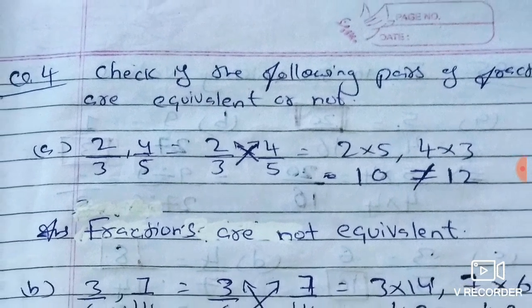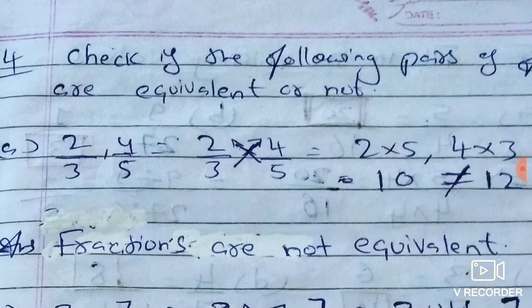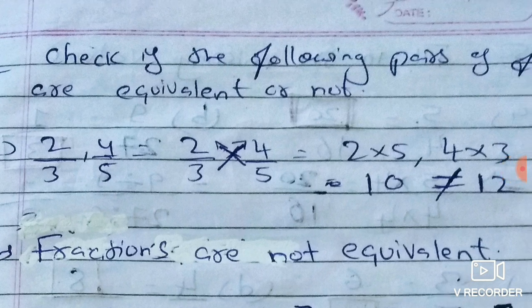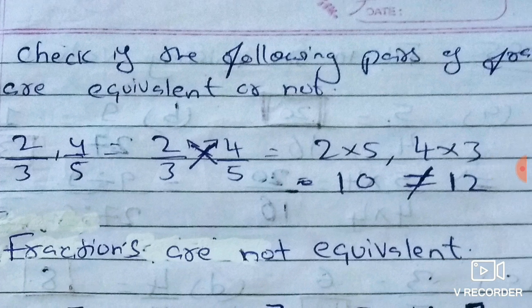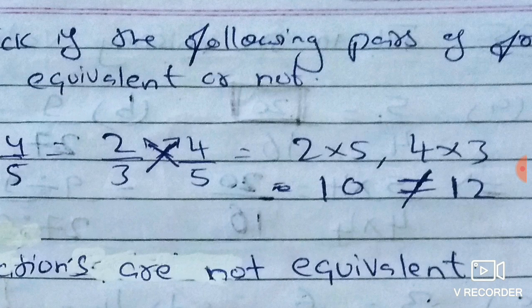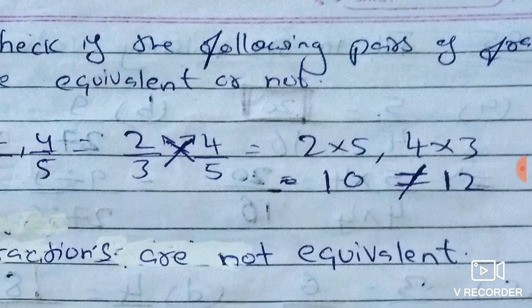So let's solve this sum. 2 upon 3, 4 upon 5, this is your question. Here we do the cross multiplication, so give a cross sign between both fractions, then write 2 upon 3 and 4 upon 5. Then we multiply 2 with 5, 2 into 5, and 4 with 3, 4 into 3. So 5 2s are 10 and 4 into 3 is 12. So the answers of the multiplication are 10 and 12.